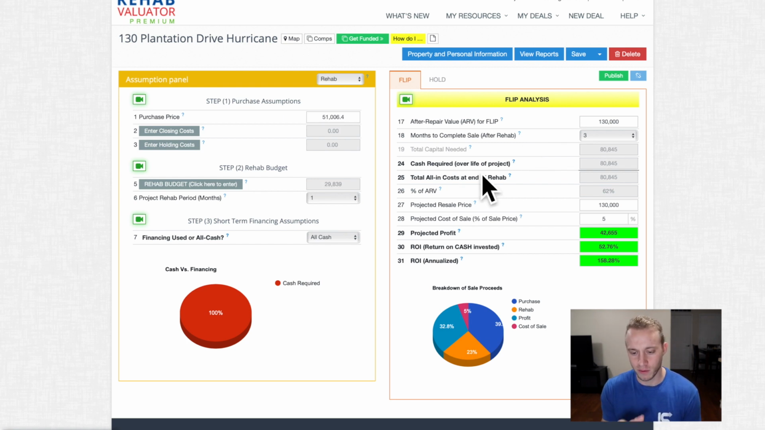Cash required over the life of the project. All this is filled out for you. It's just auto-generated based on your purchase price and your rehab amount. And then the fun part's down here. I love this part. You get down here into the projected resale and projected profit.